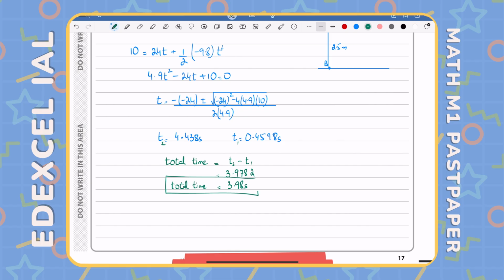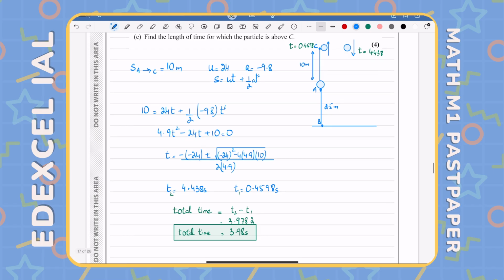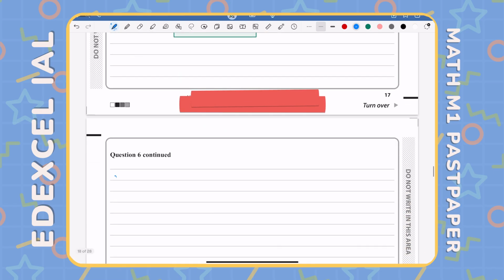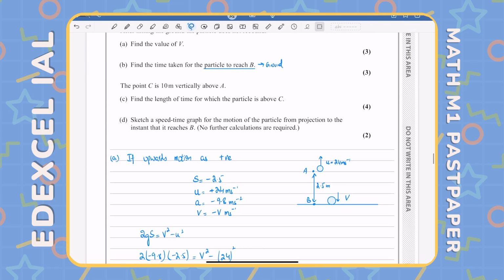So remember, the key to solving questions like these correctly is visualization. If you're not paying attention, if you're taking the visualization part lightly, I don't think you'll be able to solve questions like these correctly. So spend some time trying to visualize the trajectory before you start solving it. Now let's have a look at part D, which I believe is a graph related question. It says sketch a speed time graph for the motion of the particle from projection to the instant that it reaches B. No further calculations are required.